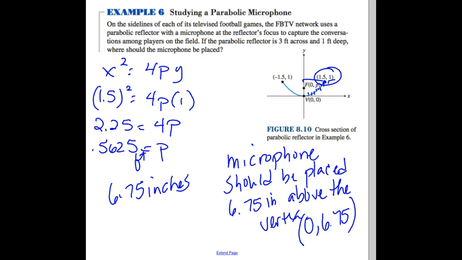So when you're given a word problem like this, if it's at all possible to put the vertex at the origin, do that. And then decide, is it a parabola that seems like it should open up or down, like a satellite dish would open up? Or is it something that makes more sense sideways, like a headlight? But again, put the vertex at the origin if possible. Questions?